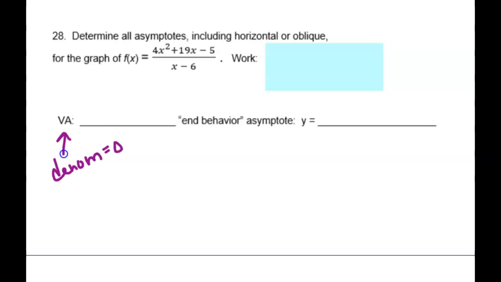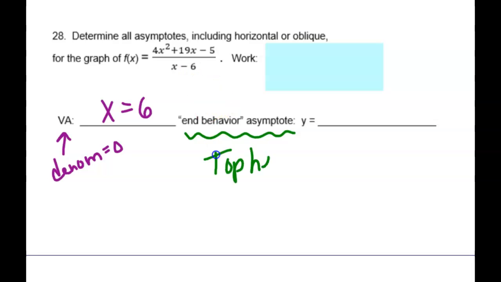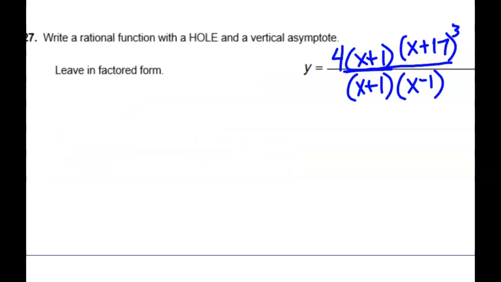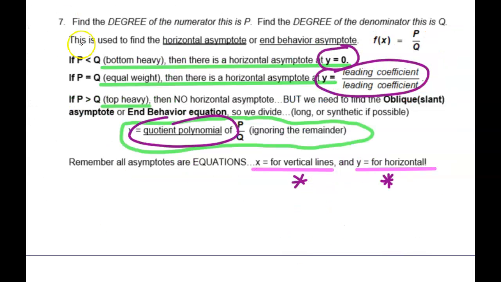Denominator equal to 0, so we get x equals 6. End behavior equation, why is it saying that? Because this one is top heavy, and I believe it says end behavior asymptote on your sheet. Does it say that somewhere on your sheet? Okay. And what do you do to find that? Yes, it's right down here at the bottom of your sheet.